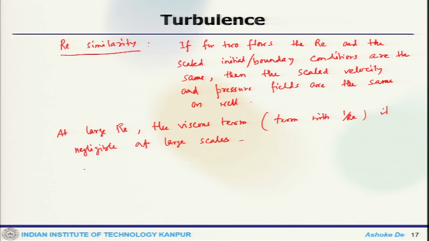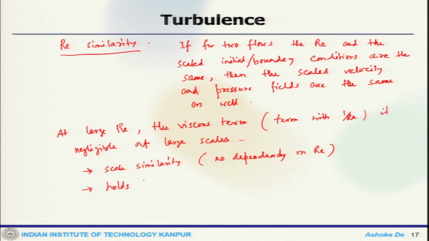So, which means there is a scale similarity, which on the other hand says no dependency on RE, and the other one holds for large scale structure of turbulence, that is nothing but the macro structure.